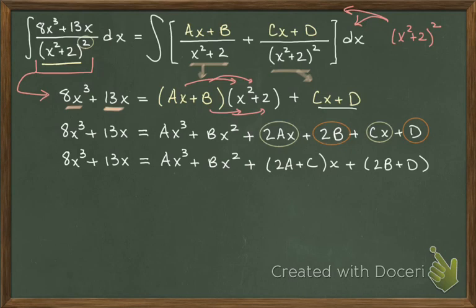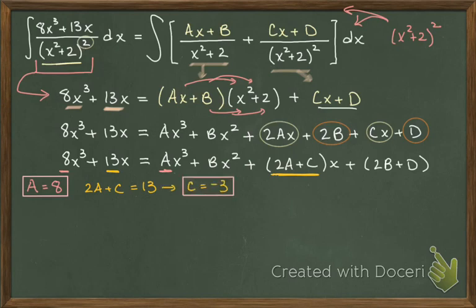I look at the left side, and what's in front of the x cubed should be the same. A has to be 8 in order for those things to be equal. What's in front of the x term, 13, has to be what's in front of the x term on the right. So in order for this equal sign to make sense, 13 should be equal to 2a plus c. Well, I know a is 8, so I've got 16 plus c is 13, so c should be negative 3. I've got a and c just by a quick matching.